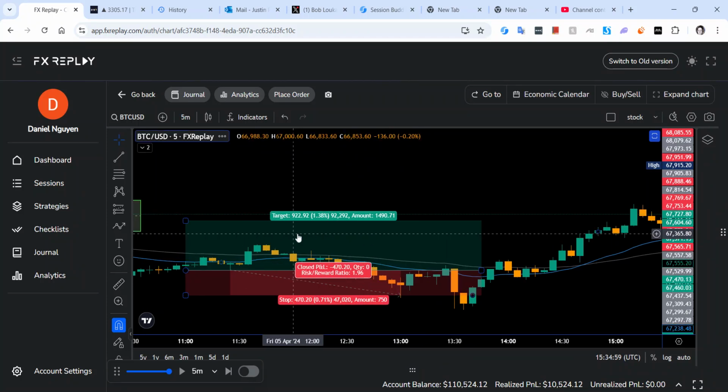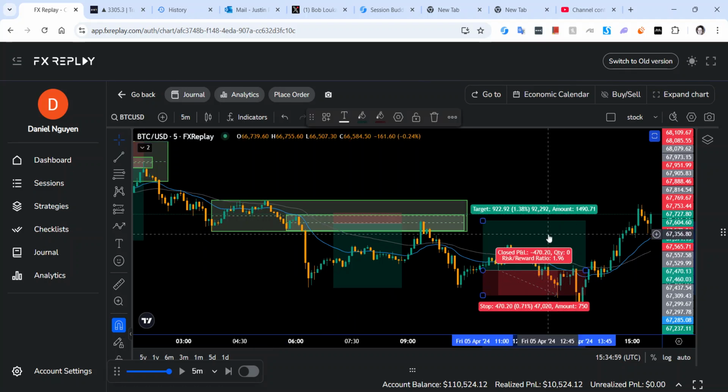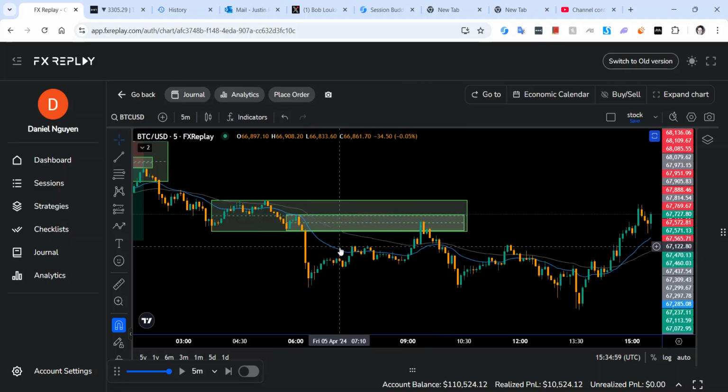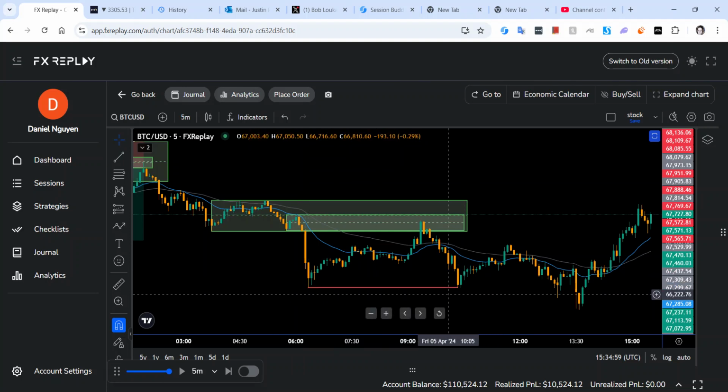Okay, here's an example. It's not the greatest, strongest example ever, but it is an example. This is from before. Let's just have a look here. So we have this level here, two levels, right? Exactly what we talked about. So people have their stops below here, people have their stops below here.